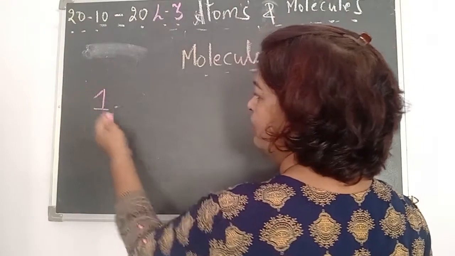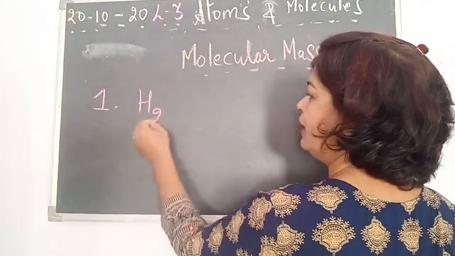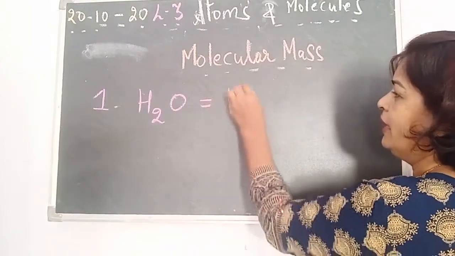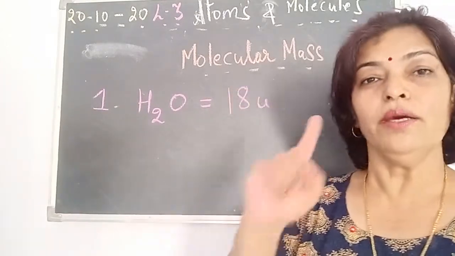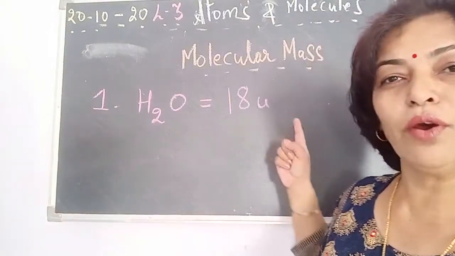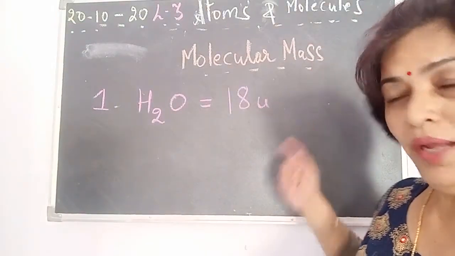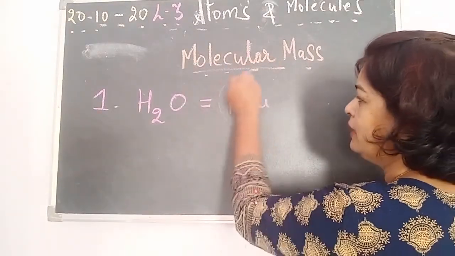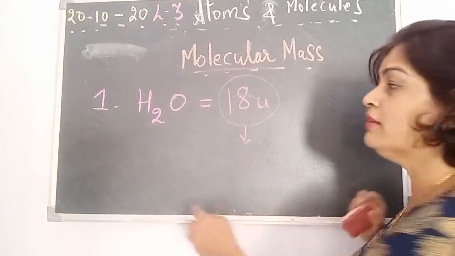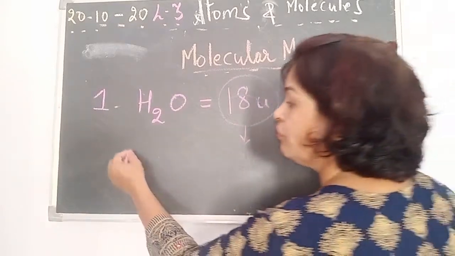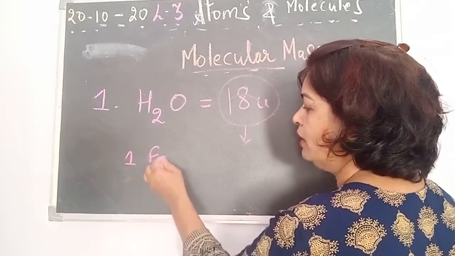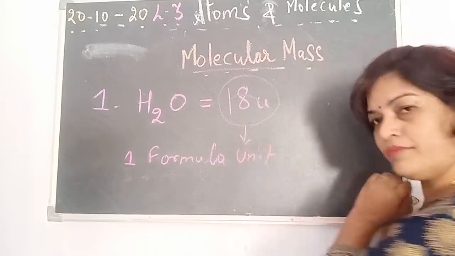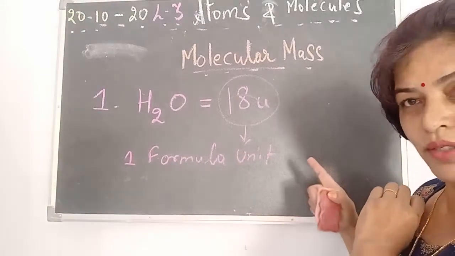Children, one molecule of H2O is equal to how many gram? Just now we calculated, it is 18 U. One molecule of water has how much mass? 18 U. Okay. Now, children, this is the molecular mass. Now, the same thing can also be called the value for one formula unit.